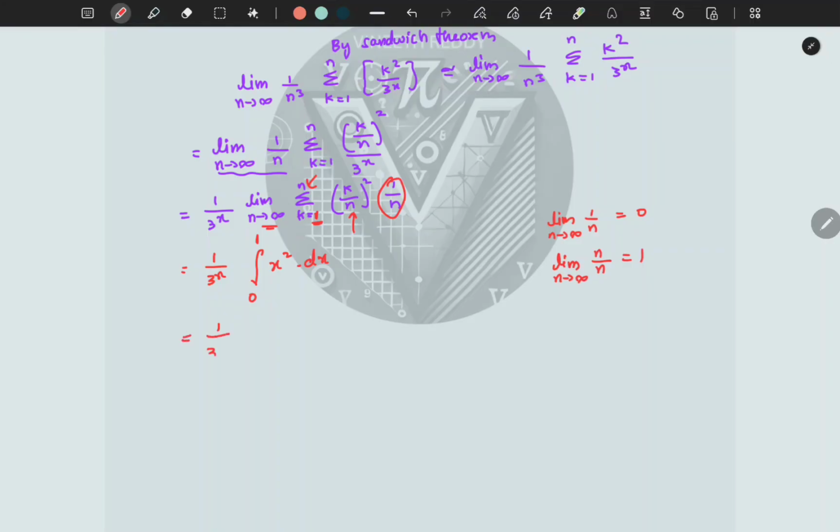Now we will be writing this as 1 by 3 power x into, now integral of x square is x cube divided by 3, and the limits are from 0 to 1. I hope you understood this. So we are getting 1 by 3 minus 0. So ultimately we got 1 by 3 into 3 power x, which is 1 by 3 power x plus 1, right?